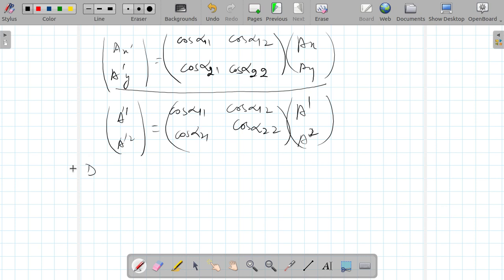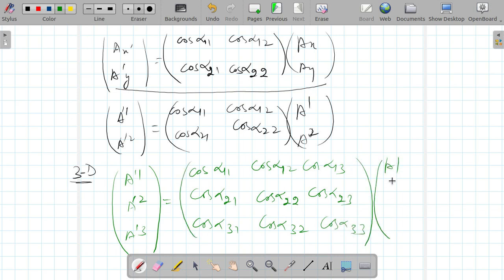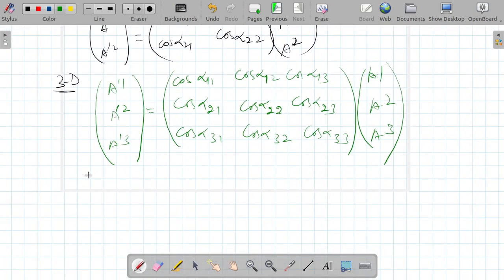And generalizing this to three dimensions, this can be written as A prime 1, A prime 2, A prime 3, equal to cos of alpha 1 1, cos of alpha 1 2, cos of alpha 1 3, cos of alpha 2 1, cos of alpha 2 2, cos of alpha 2 3, and cos of alpha 3 1, cos of alpha 3 2, and cos of alpha 3 3, times A1, A2, and A3. Right, so to simplify these things, let us choose cos of alpha 1 1 as a11, cos of alpha 1 2 as a12, and so on, cos of alpha 3 3 as a33.